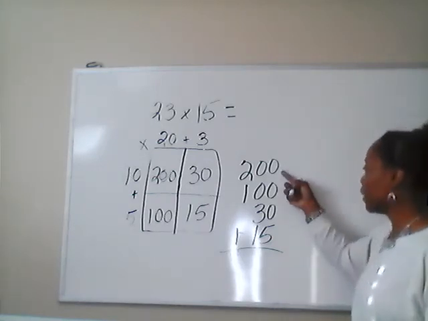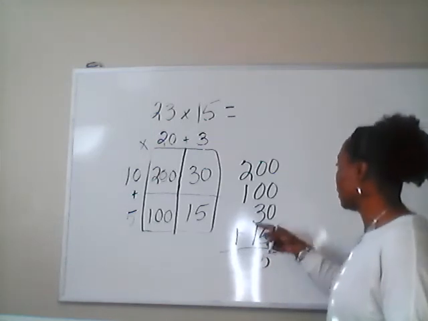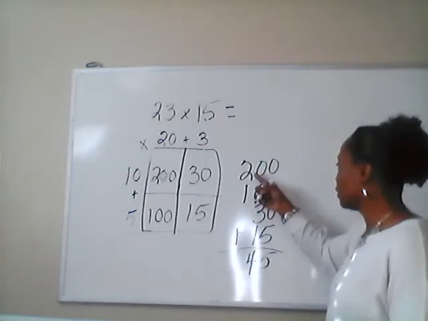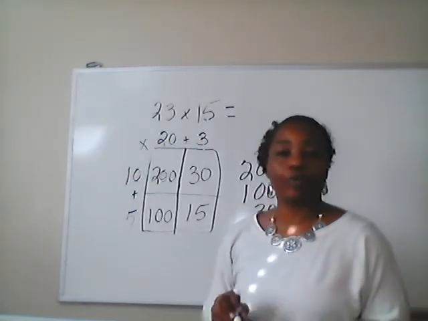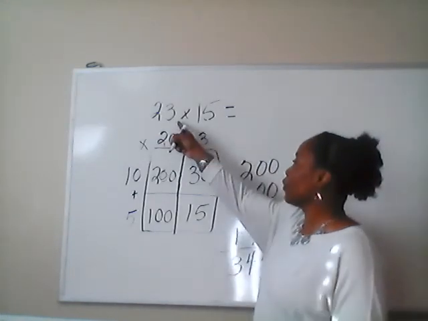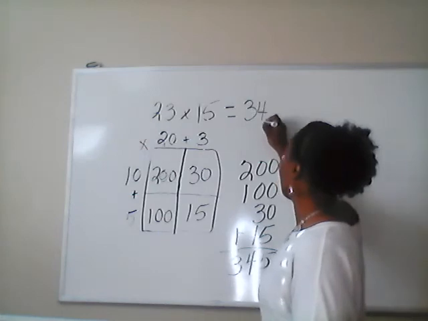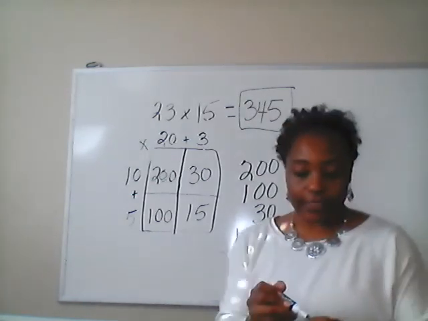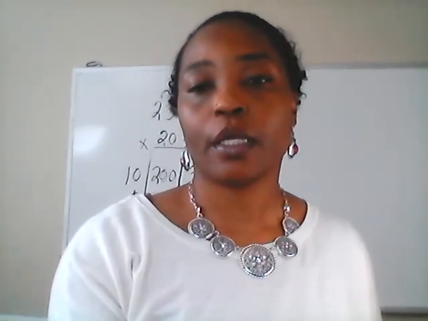All right, we have 0 plus 0 plus 0 plus 5. 0 plus 0 plus 3 plus 1. 2 plus 1 is 3. So our final product of 23 times 15 is 345. And that's how you use the area model to multiply.